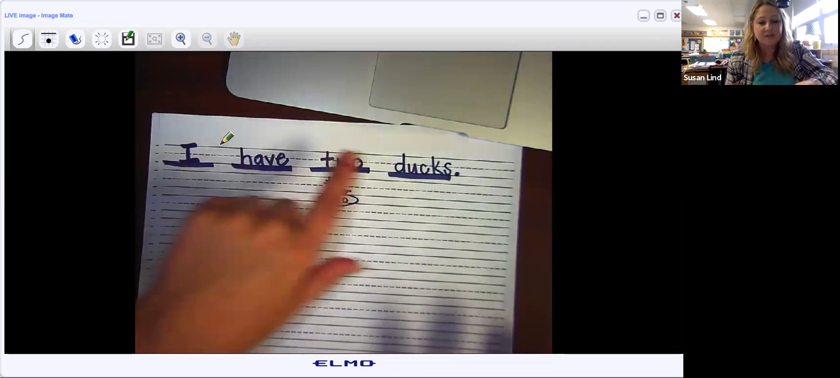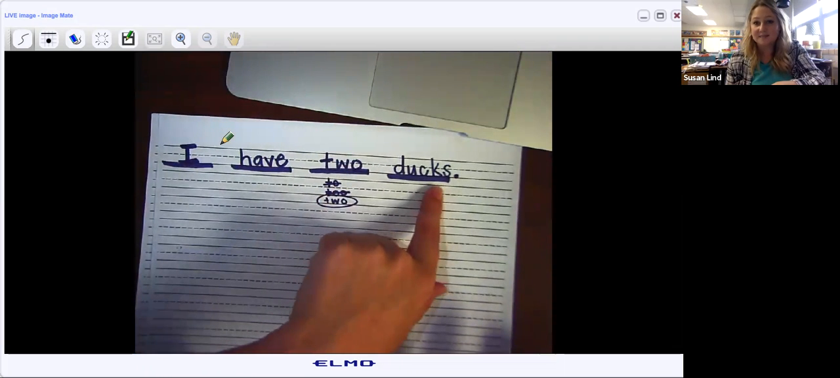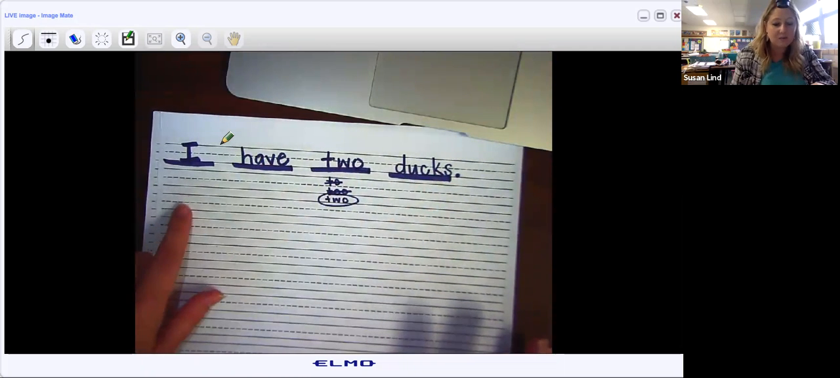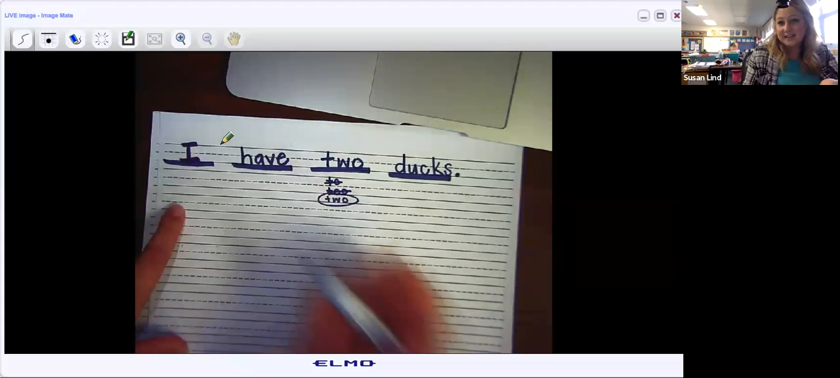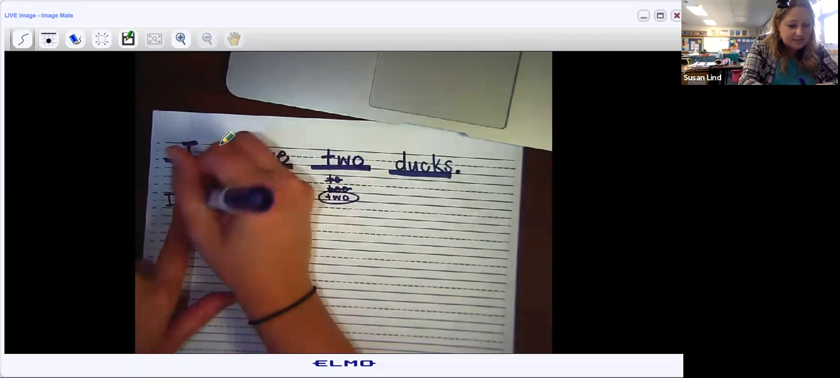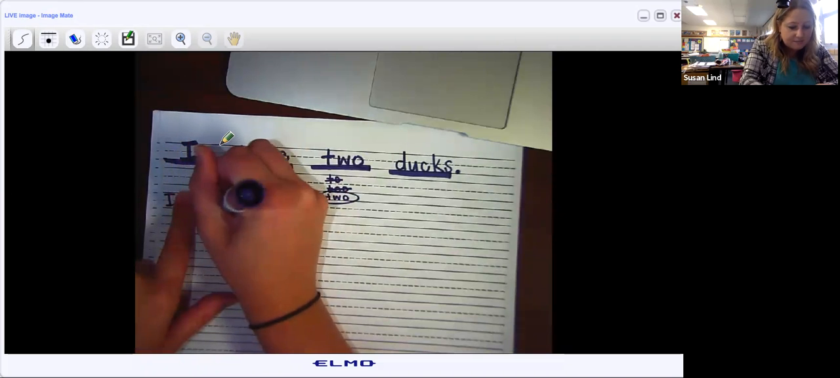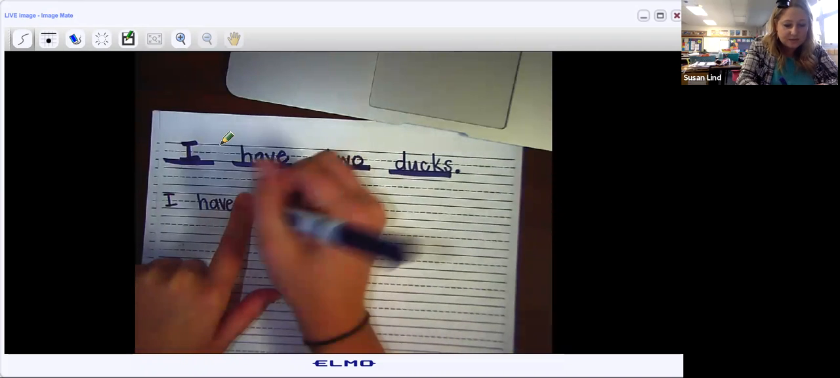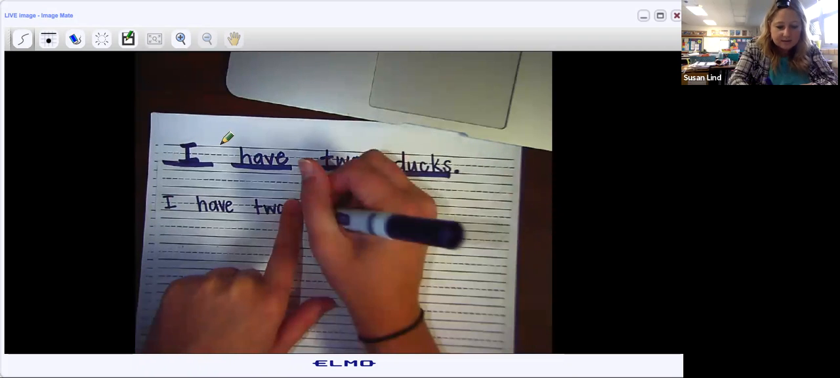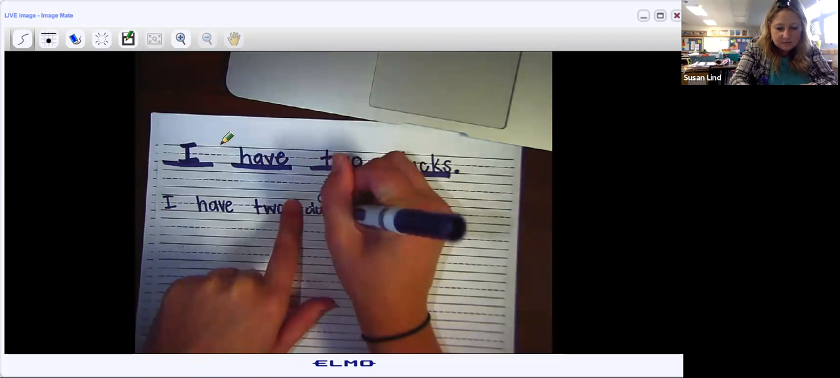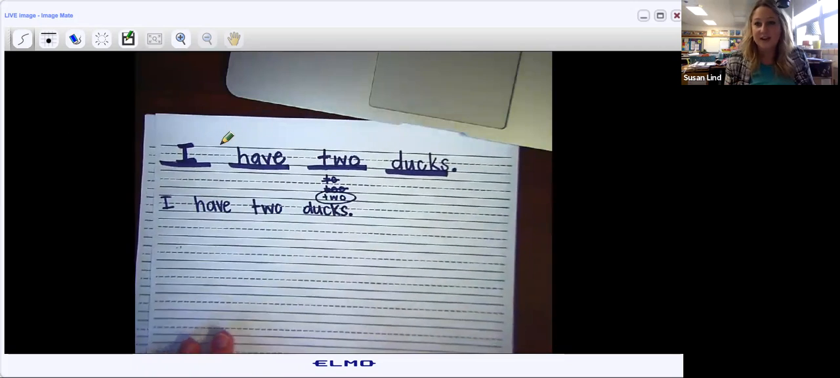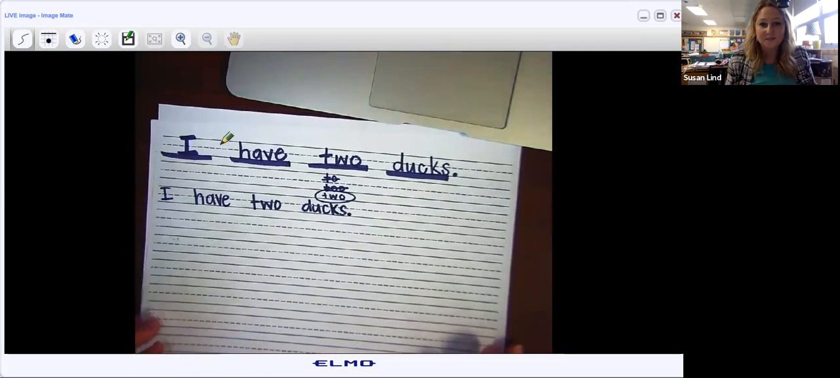I have 2 ducks. Okay, so now that I wrote it on my lines, I'm going to come down and rewrite it so that it's nice and neat. I, finger space, have 2 ducks. And then don't forget your period. Okay, that was sentence 1.